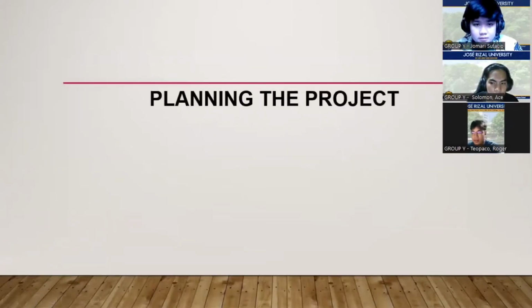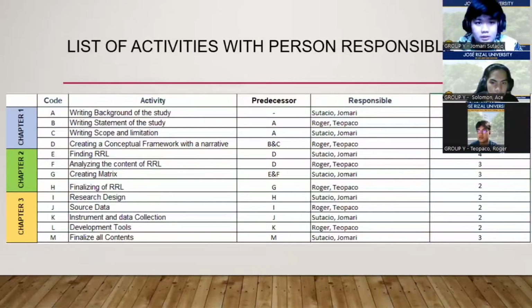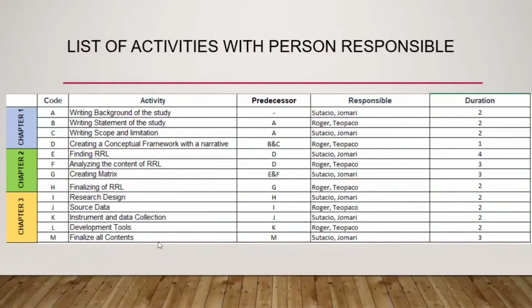So first, I will discuss the planning of the project. Here is the list of the activities with the person responsible. Chapters 1 to 3 will have activities: writing the background of the study, writing the statement of the study, writing the scope and limitation, creating a conceptual framework with a narrative.